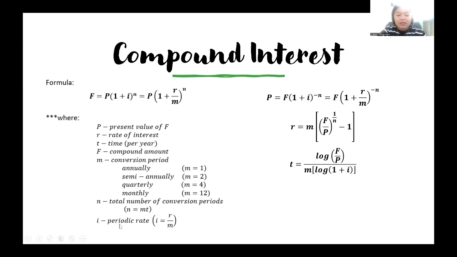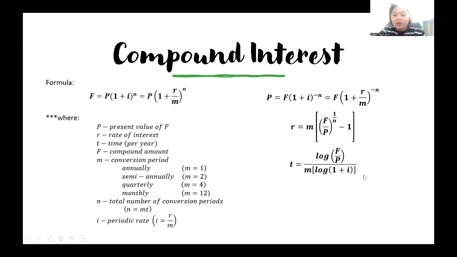And then we have the periodic rate. The interest rate is annual, right? So your rate is divided depending on whether it is semi-annual, quarterly or monthly. That's why it's R over M.